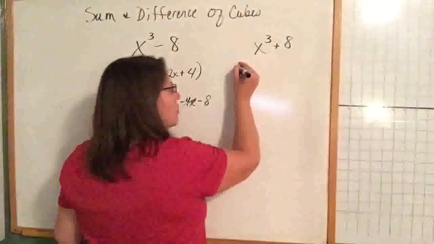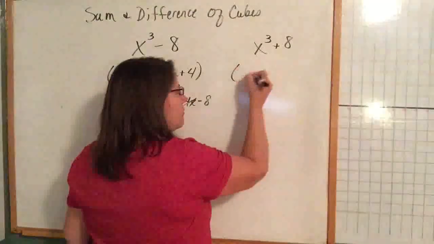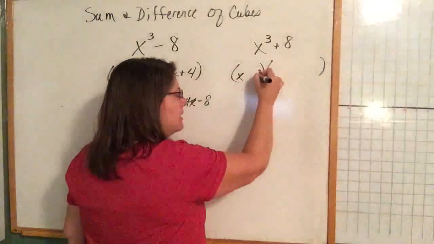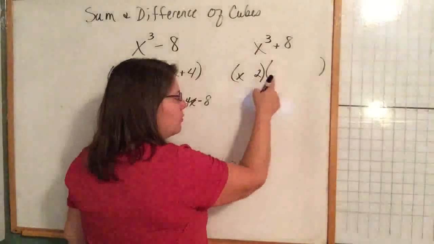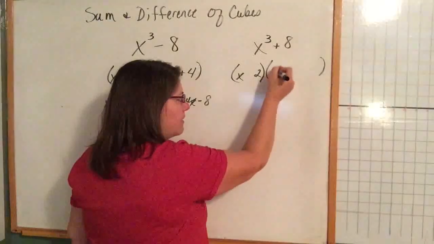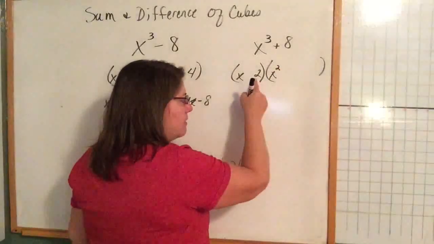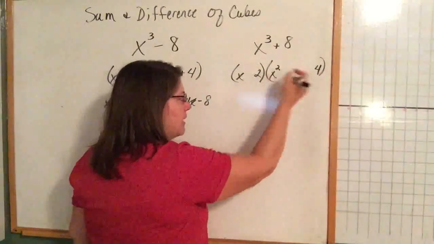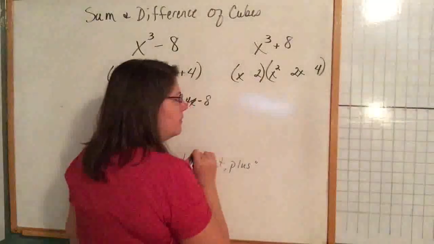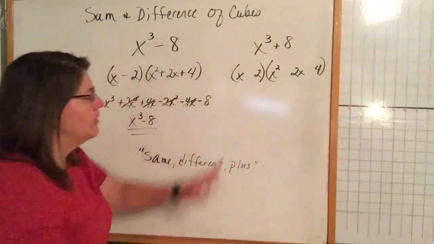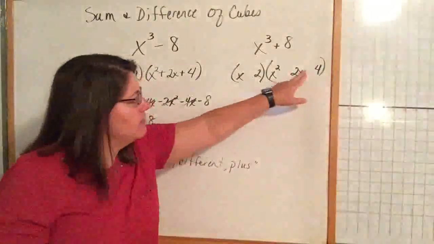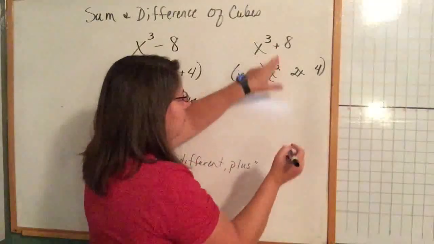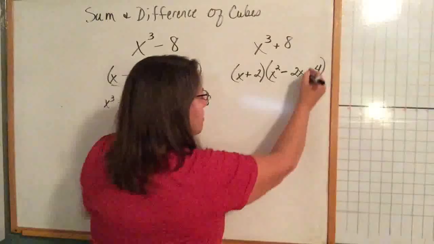Well, what's the cube root of x cubed? That's x. The cube root of 8 is 2. This term is this one squared, so that's x squared. The last term is this term squared, so that's a 4. The middle term is these two multiplied together, so that's a 2x. Then my signs are same, different, plus. This is the same as what we started with. This is different than what we started with. This is always a plus.